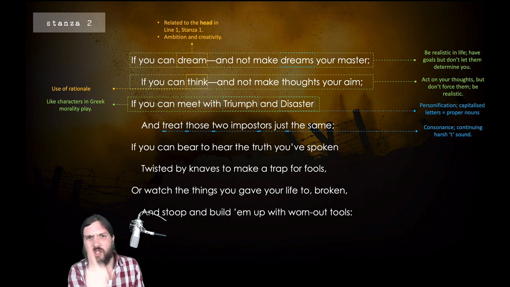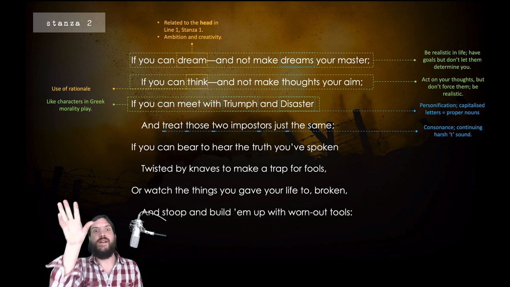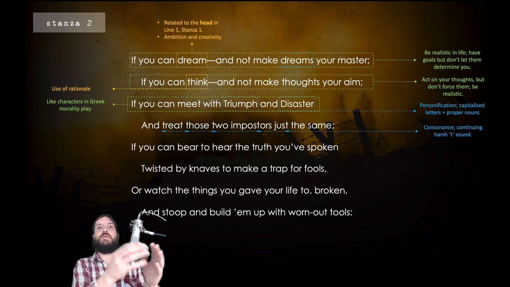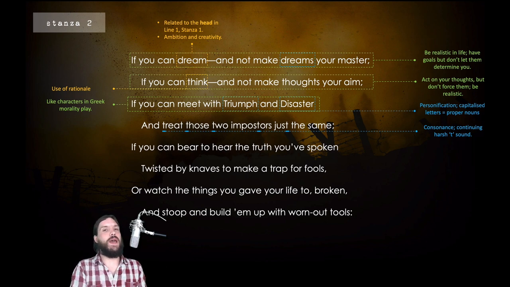And treat those two imposters just the same. You can almost hear him, or see him, spitting on the young person's face as he's saying it. Do not treat them the same. They are imposters. He's perhaps suggesting that triumph and disaster don't actually happen very often in life. They don't happen regularly. And certainly don't just dwell on triumph, thinking you're the best, you're amazing. And likewise, don't dwell on the idea of disaster as your world's collapsed, the world's coming to an end.